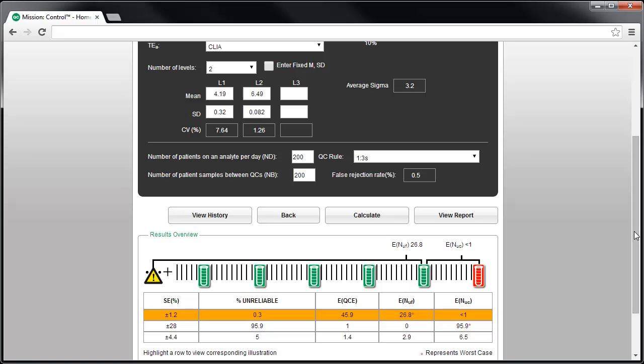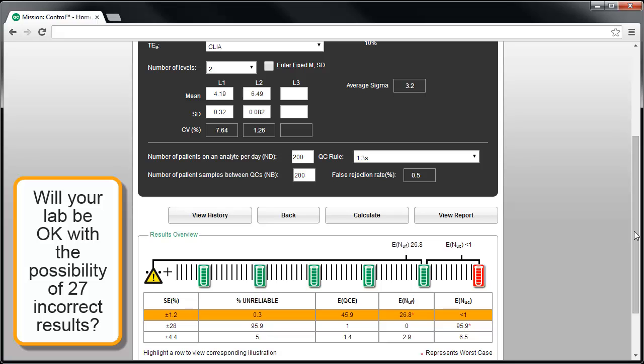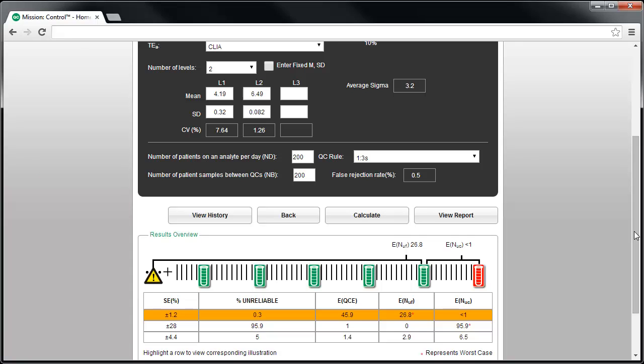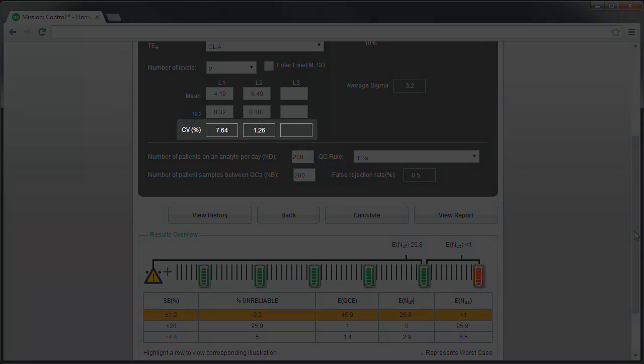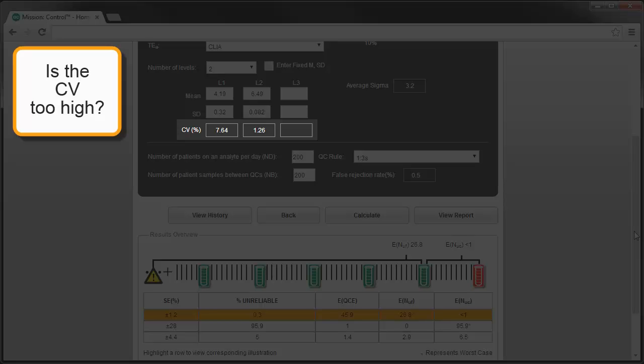The first question to ask is, will your lab be okay with the possibility of reporting 27 incorrect patient results? Probably not. So let's explore if it is possible to improve the ENUF and the expected number of QC events to detect the error, or EQCE. A first step to consider is to determine if the coefficient of variation, or CV, is too high and whether it can be controlled. If we look at level 1, the CV is 7.64. This is rather high and may be a culprit.